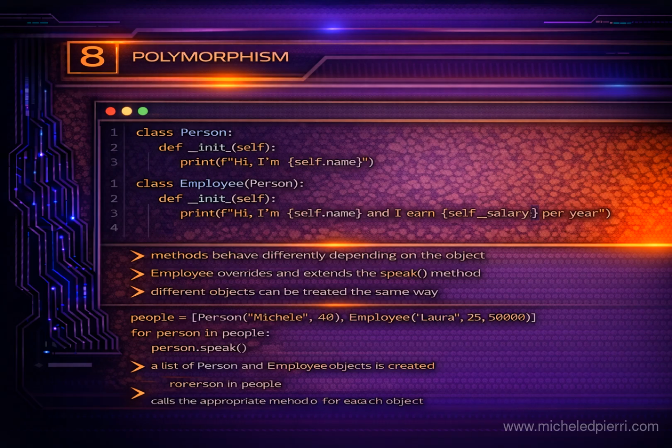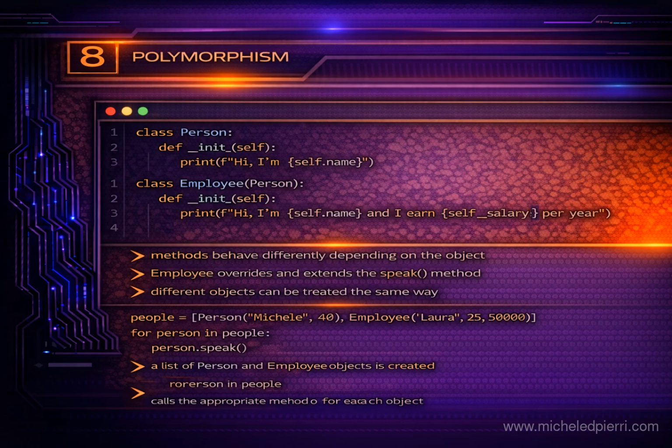Instead of checking types manually with if statements, you trust the objects to know how to behave. So the code becomes focused on what you want to do, not on what specific object you have. In practical terms, polymorphism is what allows you to treat different objects in the same collection in a uniform way, while still getting specialized behavior for each one.